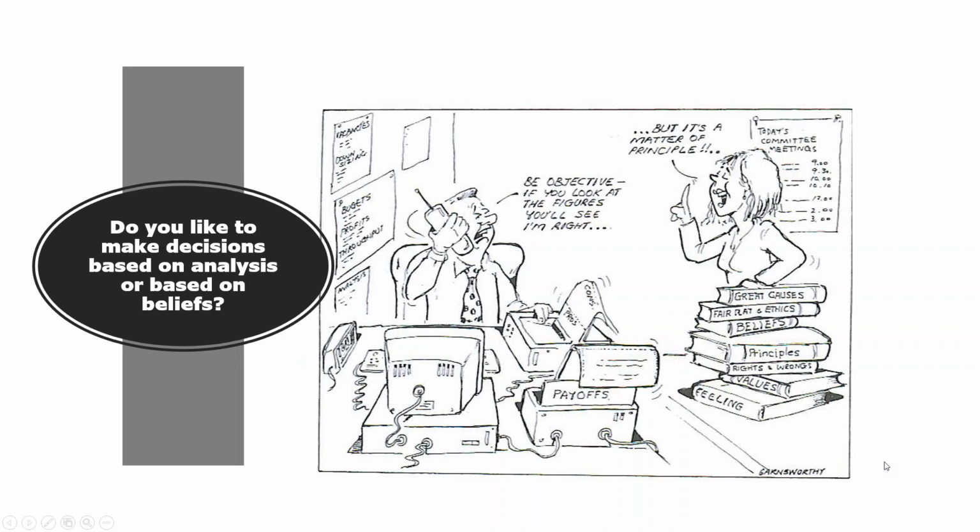So you can see from this cartoon in front of you that you've got the person over on the left-hand side, who is very clearly analytical in terms of the decision-making processes that they use. And you can see that they've got payoffs and trade-offs and pros and cons, and they've got lists and things that they can look at. Whereas the person on the right-hand side, if you look at their reading material, it is obvious that they are a belief-based decision maker, and that's how they like to operate.